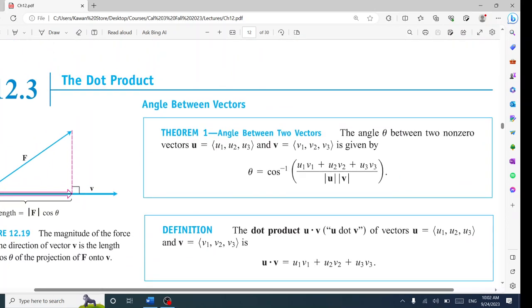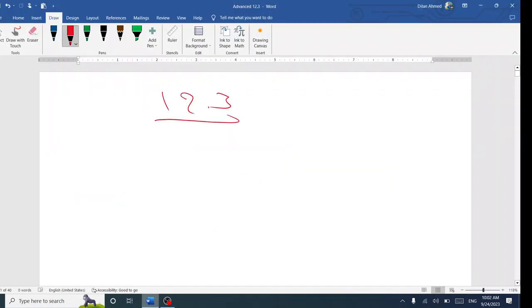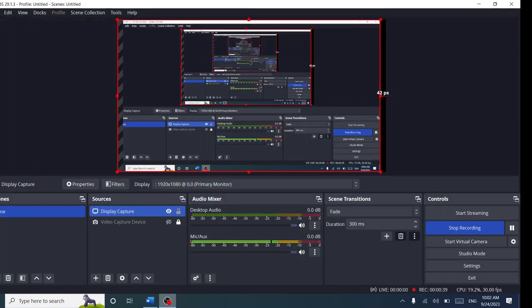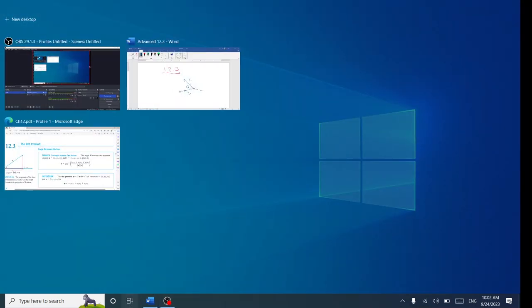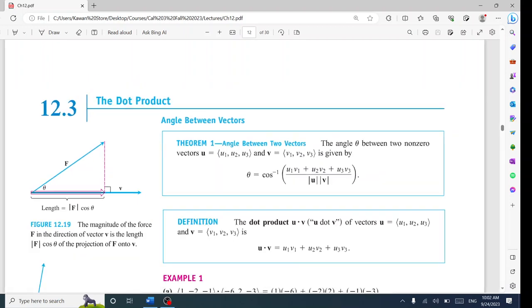First of all, we have the dot product. If we have two vectors, for example u and v, of course, we sometimes need to find the angle between them. This is called the angle between u and v. It's called theta. So which rules can we use? We have the law of cosines.